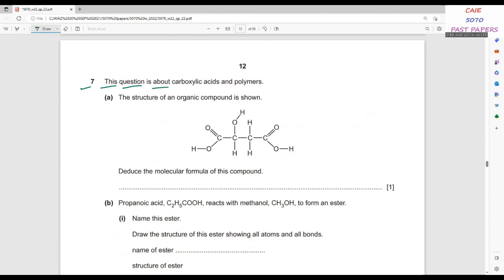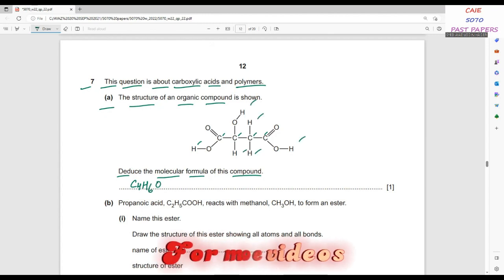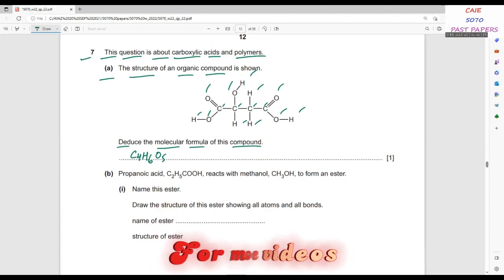This question is about carboxylic acids and polymers. A. The structure of an organic compound is shown. Deduce the molecular formula of this compound. So let's start counting with carbon. We have 1, 2, 3, 4 carbon atoms. So you'll write 4 here. What about hydrogen? 1, 2, 3, 4, 5, 6. So H6. Oxygen: 1, 2, 3, 4, 5. So you have 5 oxygen here. So the final formula will be C4H6O5.